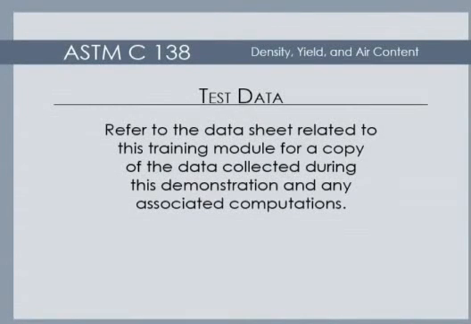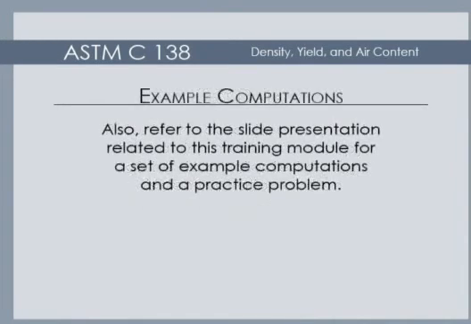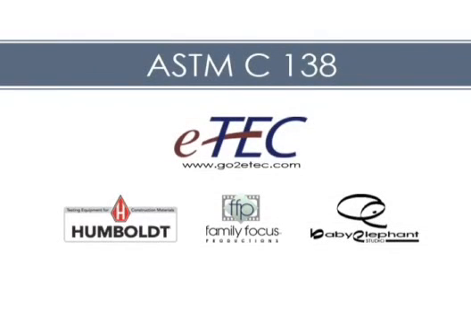Refer to the datasheet related to this training module for a copy of the data collected during this demonstration and any associated computations. Also, refer to the slide presentation related to this training module for a set of example computations and a practice problem. Don't forget to clean your equipment.